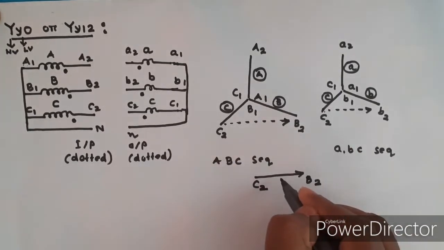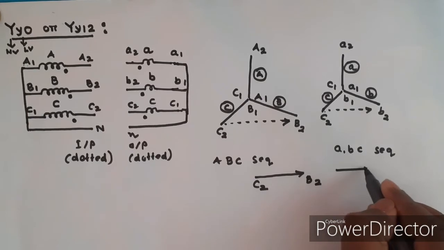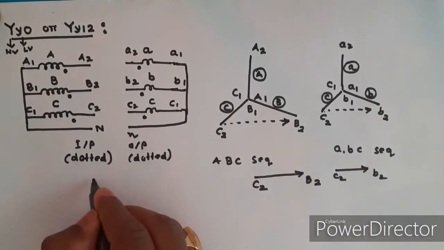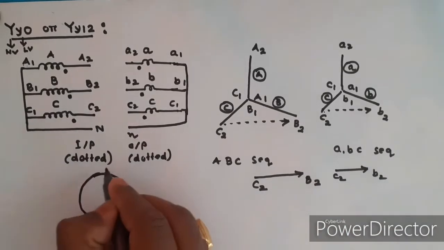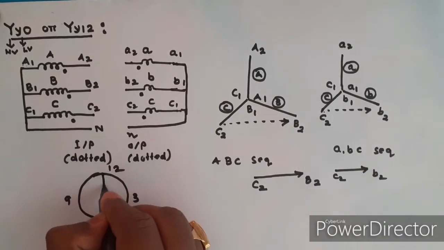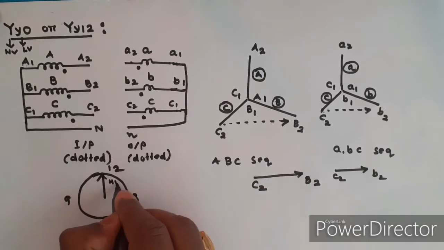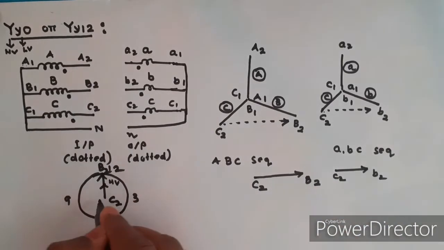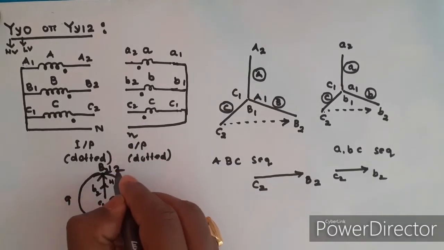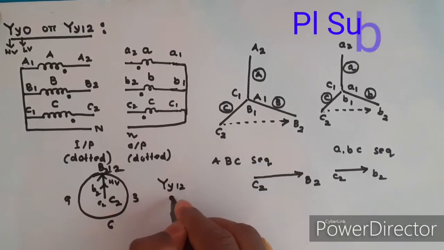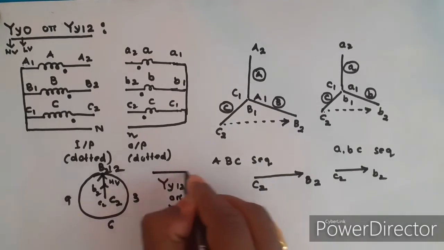The high voltage line voltage C2B2 and the LV line voltage C2B2 are in the same phase. That means if I draw the clock diagram, the high voltage is at 12 o'clock, C2B2, then the low voltage C2B2 will be in the same phase. Therefore it is YY12 or YY0, 0 degree phase difference.